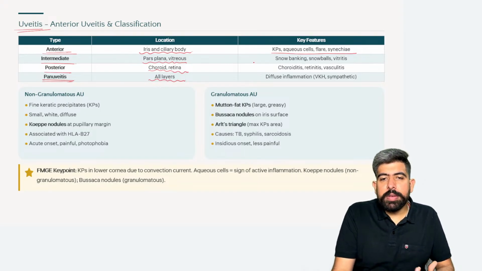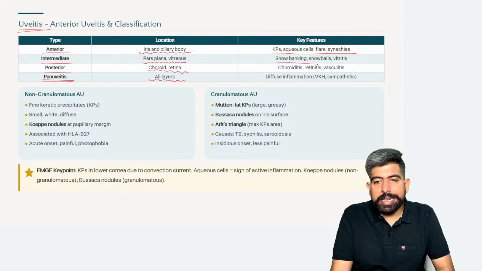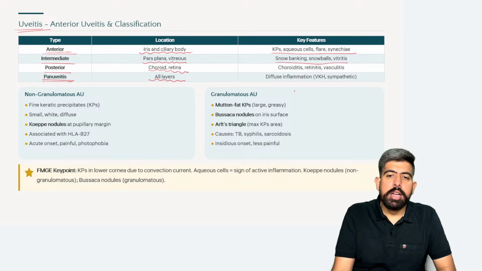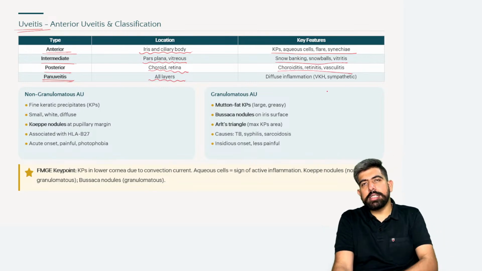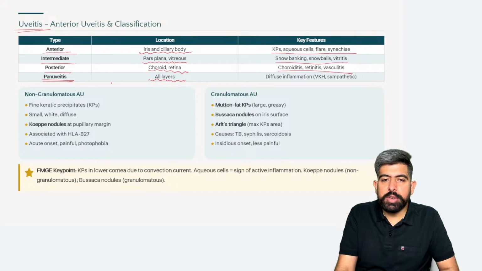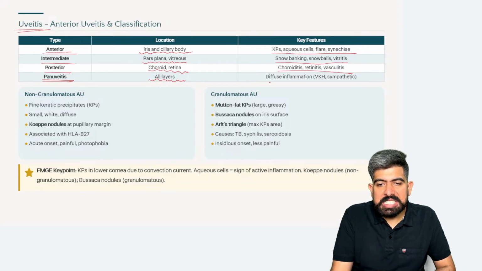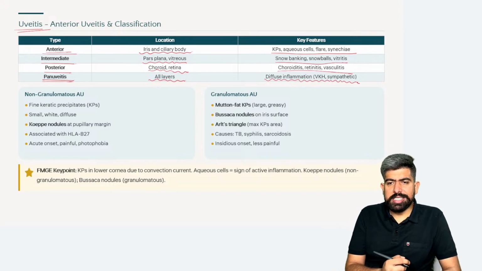Also the intermediate one, because it is related to the vitreous behind it, there will be snow banking, snowballs, and the vitritis key features will be seen over there. In the posterior one, the patient is having choroiditis or retinitis or vasculitis. The vessels of the retina can be involved in this. The vasculitis will be seen over there. In the panuveitis, please remember there are diffuse inflammatory signs seen in this condition, right?